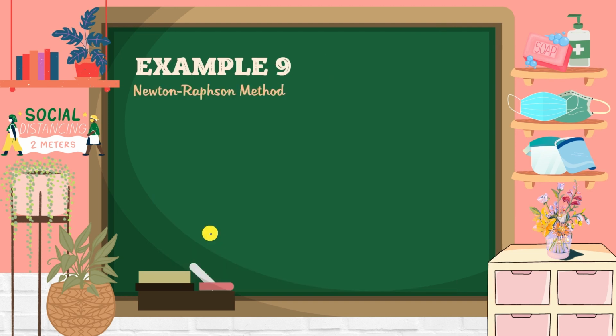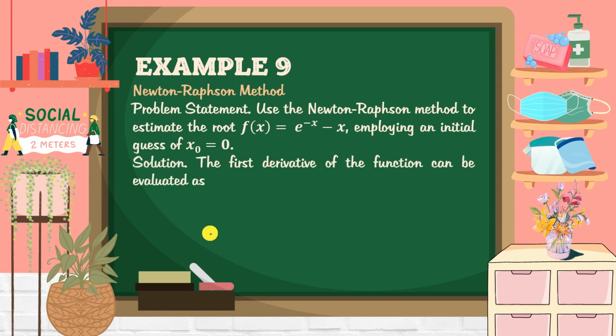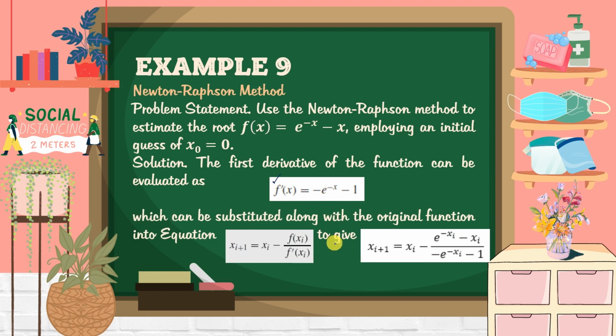For the Newton-Raphson method, the problem statement: use the Newton-Raphson method to estimate the root of the function f(x) equals e raised to negative x minus x, employing an initial guess of x sub 0 equals 0. For the solution, we are going first to find the first derivative of the function, which can be evaluated as this particular function, and can be substituted along with the original function into the Newton-Raphson formula.